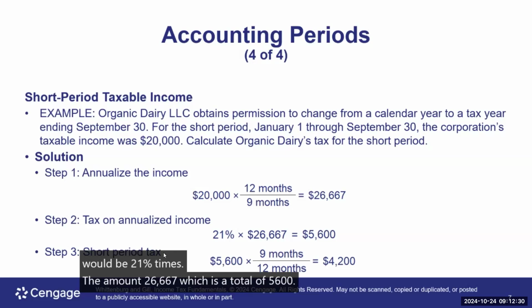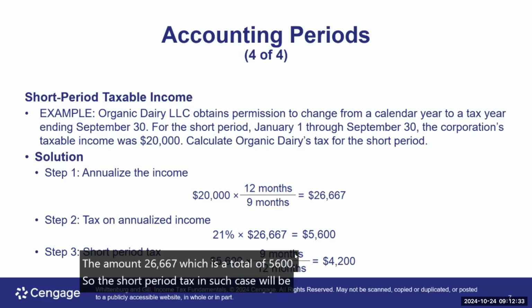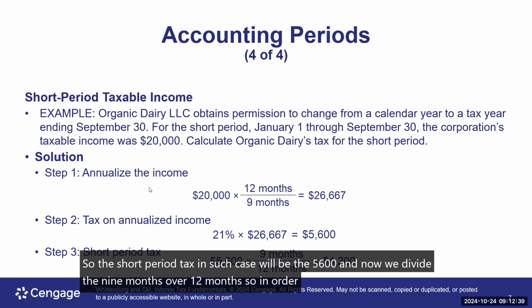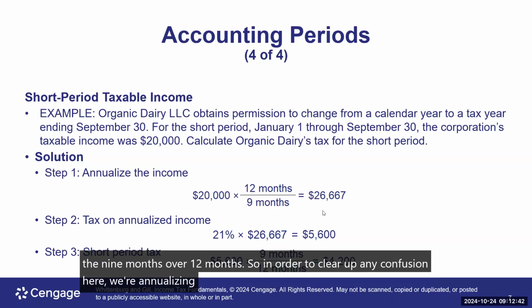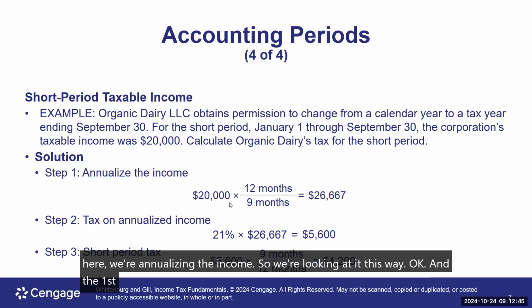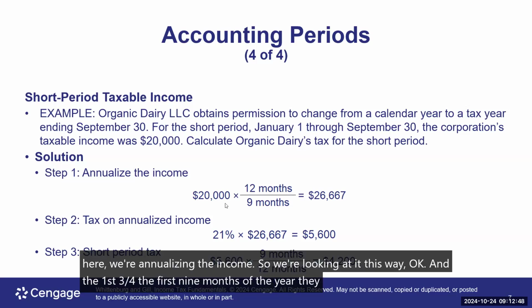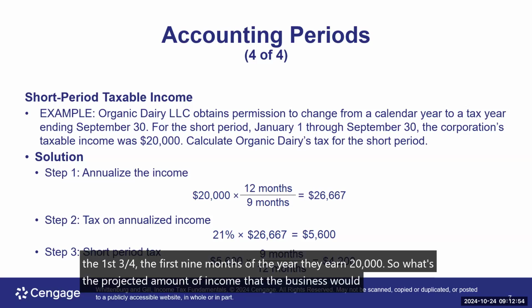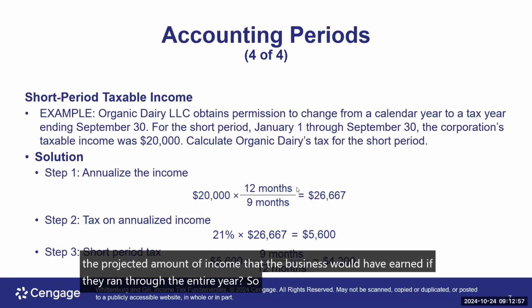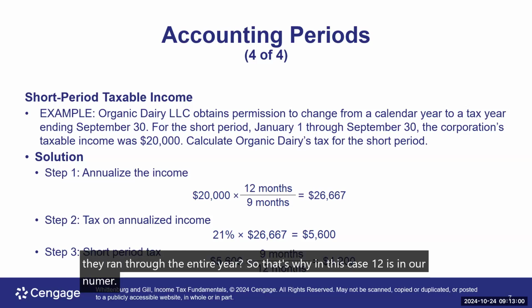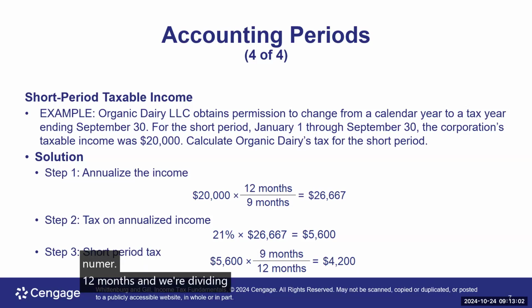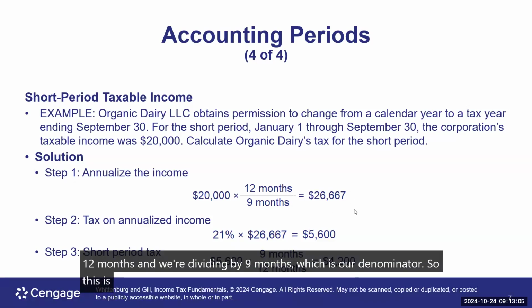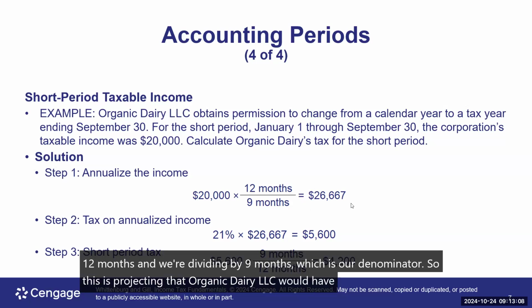So the short period tax in such case would be the 5,600, and now we divide the 9 months over 12 months. In order to clear up any confusion here, we're annualizing the income. So we're looking at it this way. In the first 3 quarters, the first 9 months of the year, they earned 20,000. So what's the projected amount of income that the business would have earned if they ran through the entire year? That's why in this case, 12 months is our numerator, and we're dividing by 9 months, which is our denominator. So this is projecting that Organic Dairy LLC would have earned $26,667 for the entire year.